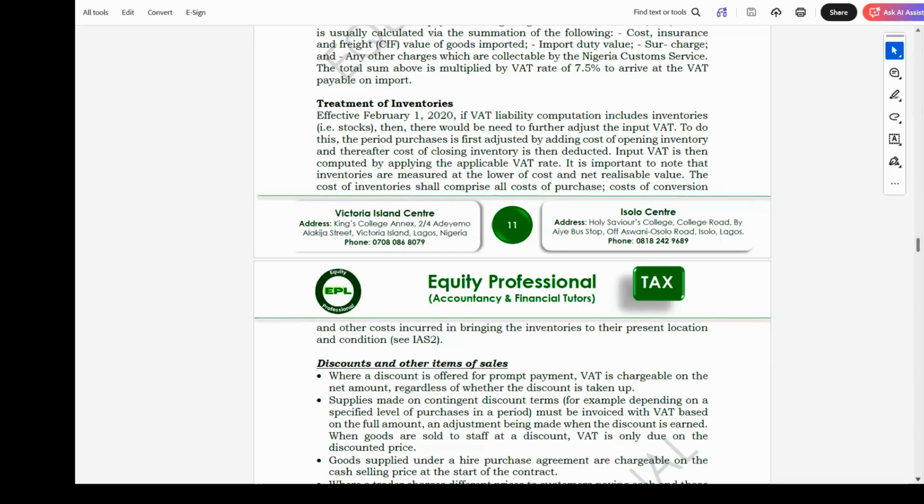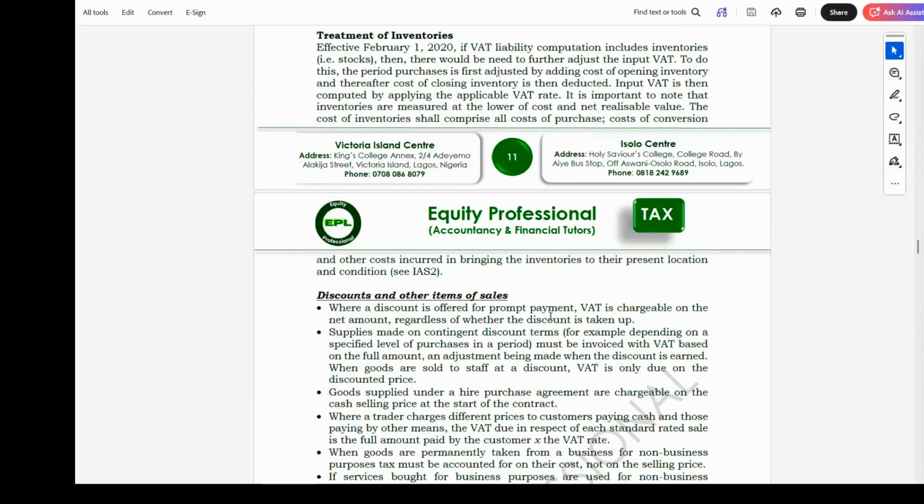During the process of calculating VAT, you may also be given information about discounts or other items on sales. How do we go about that? You may be told that where a discount is offered for prompt payment, VAT is chargeable on the net amount, regardless of whether the discount is taken or not.